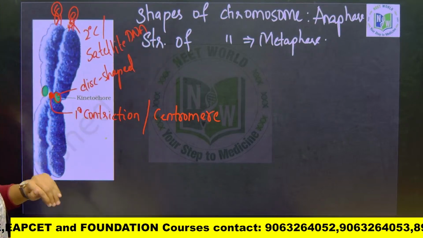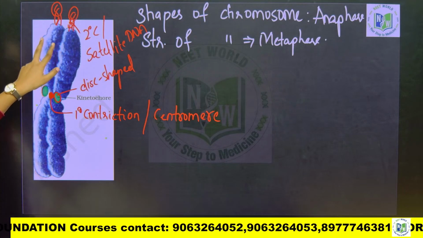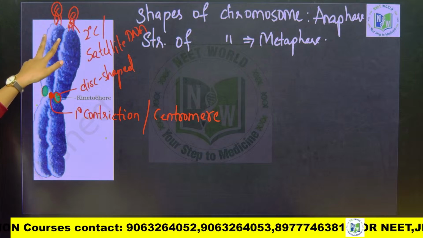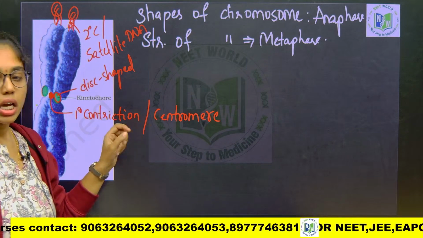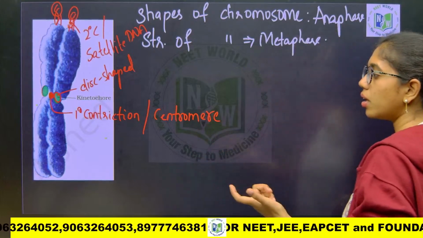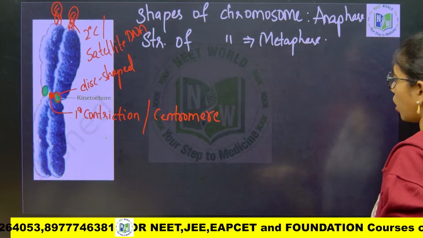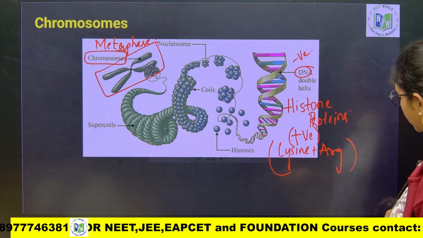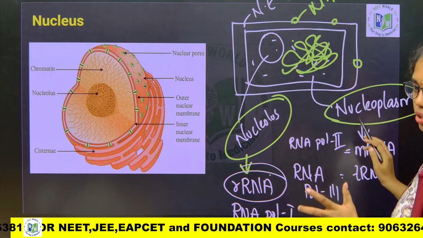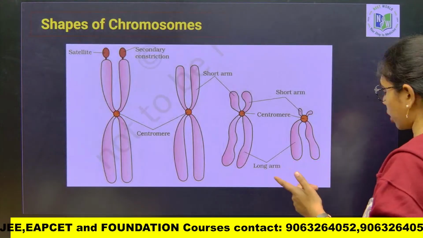Are you clear with the primary constriction, kinetochores, chromatids, arms of the chromatids, secondary constriction, that is satellite DNA? Satellite DNA is used for DNA fingerprinting, that you will learn in DNA fingerprinting and the human genome project. You will learn it clearly in mol bio. So, this is about the nucleus structure, what is present over there, and the chromosome structure.